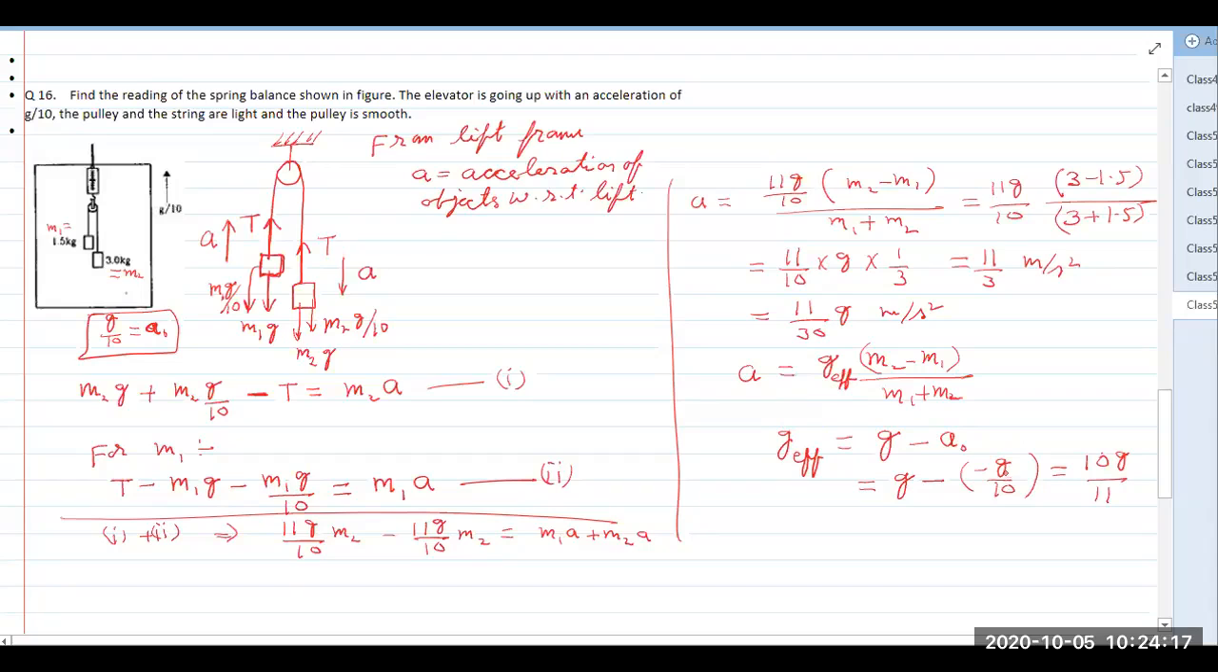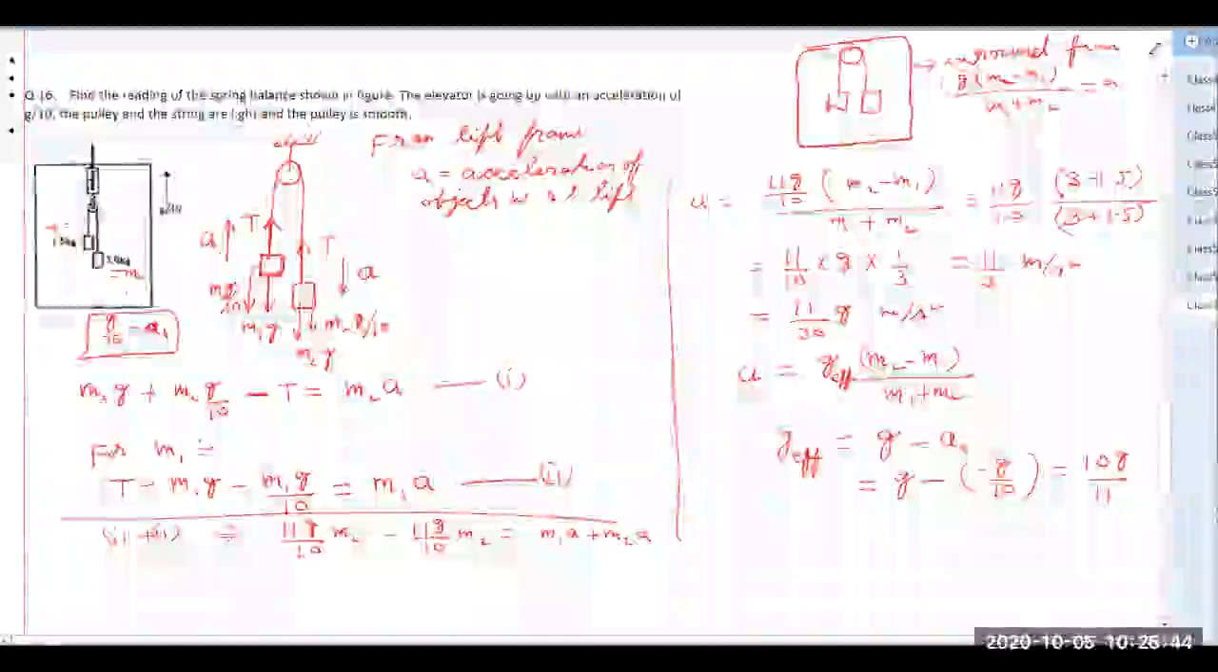So this is equivalent to the downward pseudo force. Upward acceleration means the pseudo force is downward. That's why we are just adding it with g. Finally, it will be added. So we can also solve the equation without writing the pseudo force explicitly. We can just use g effective in place of g. It will be added like what we have done here.